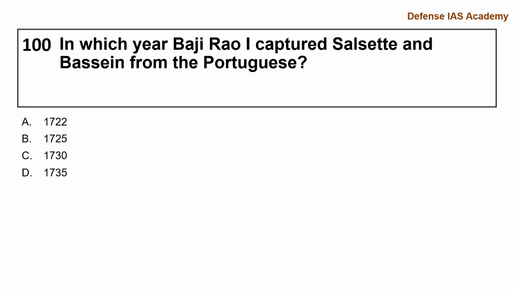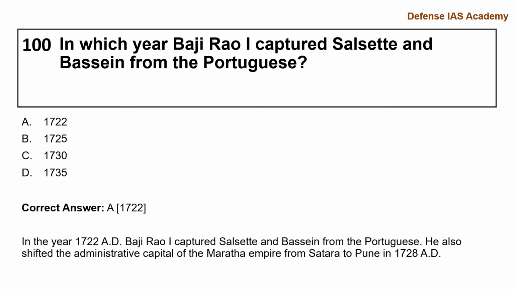Question 100. In which year Baji Rao I captured Salsette and Basin from the Portuguese? The correct answer is option A, 1722. In the year 1722 AD, Baji Rao I captured Salsette and Basin from the Portuguese. He also shifted the administrative capital of the Maratha Empire from Satara to Pune in 1728 AD.